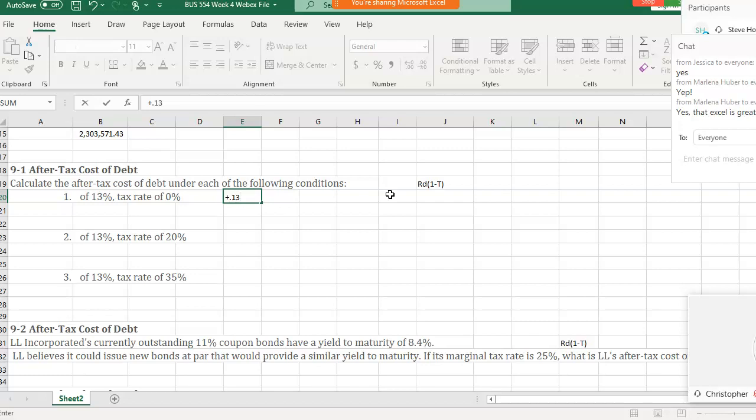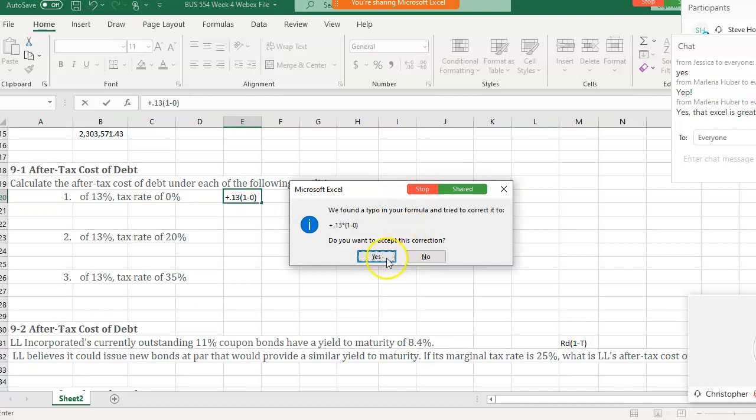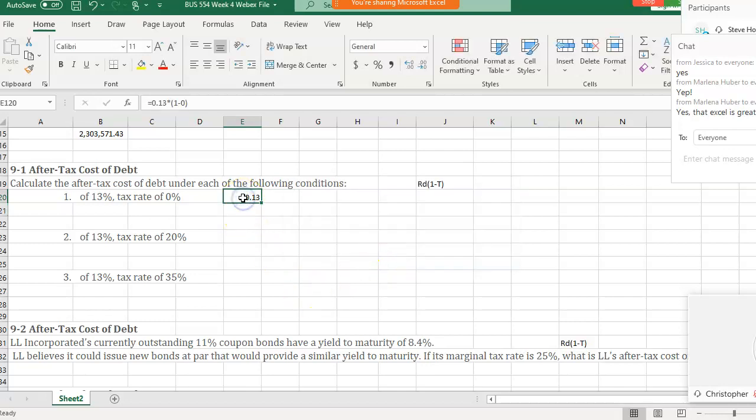I multiply that times 1 minus t, t being the tax rate, which happens to be 0. So obviously it's going to be 13%. Okay, so that's the answer, is 13%.